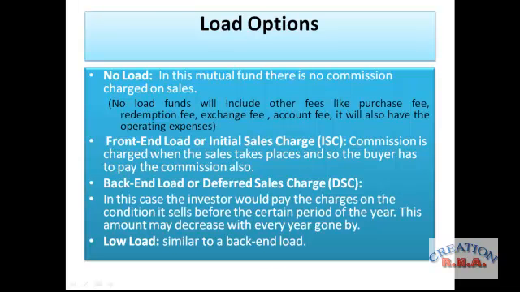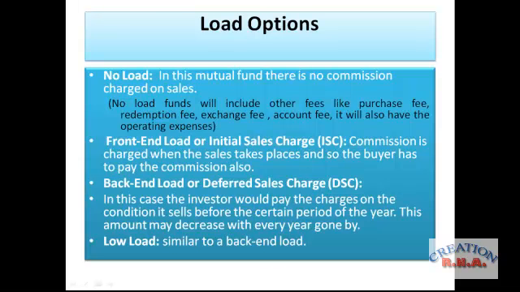Then there's a front end load, or the initial sales charge, ISC. Commission is charged when the sale takes place, so buyers will have to pay the commission. Whenever you are purchasing a mutual fund, if it is a front end load fund, remember that you will have to pay the commission for the sale. That would be a small fraction of a percentage, but still you have to pay it, depending on the fund. Now, if the organization says it is a no load fund and you don't have to pay, well and good, but mostly you will find that a certain small percentage is usually paid initially to the sales person, the broker.